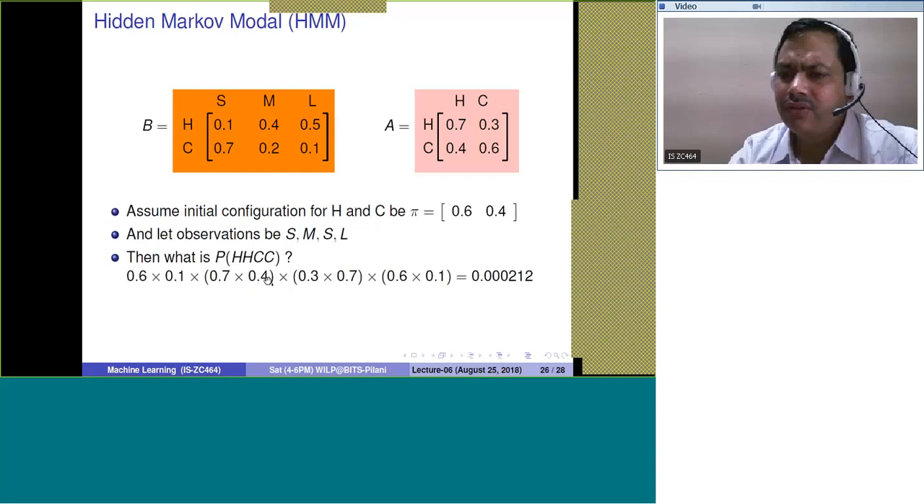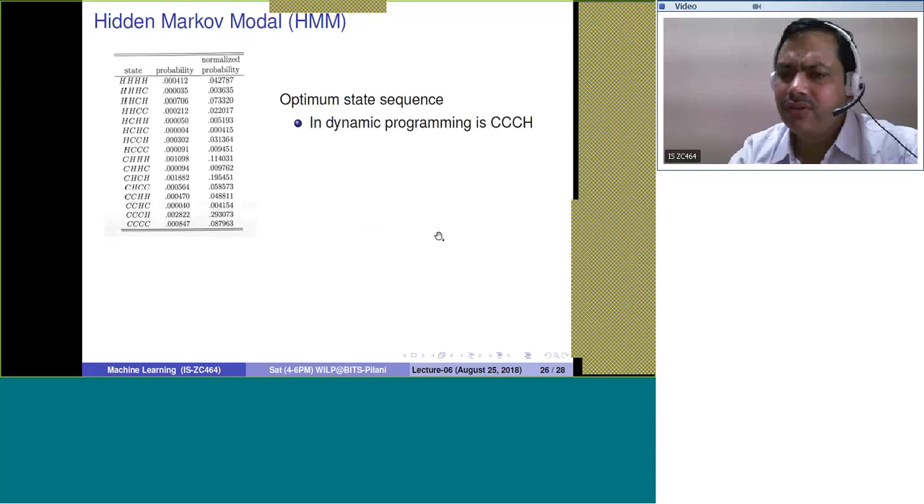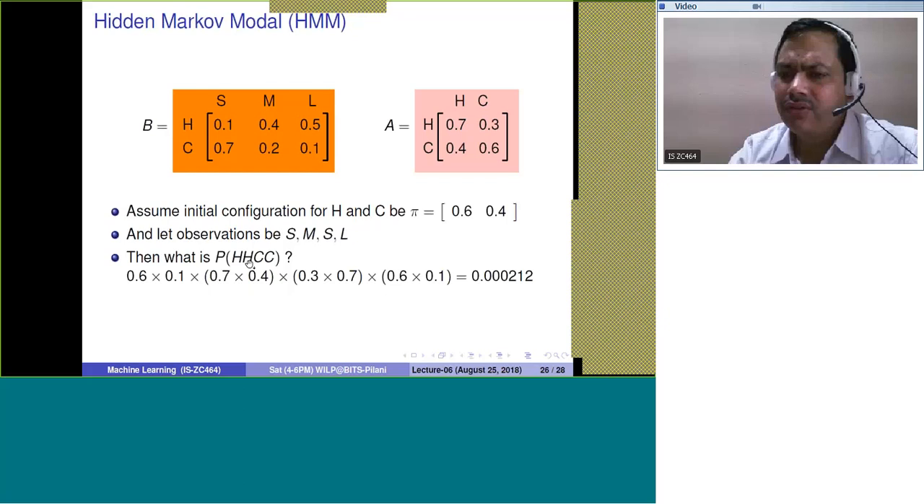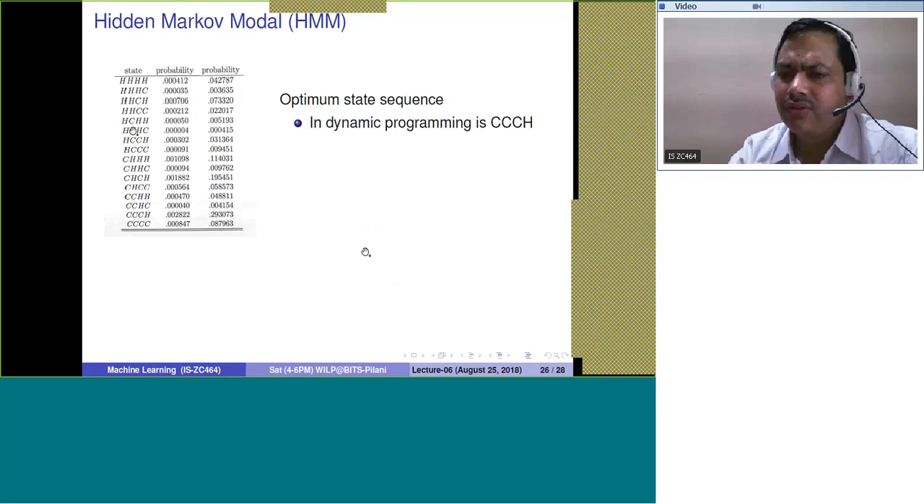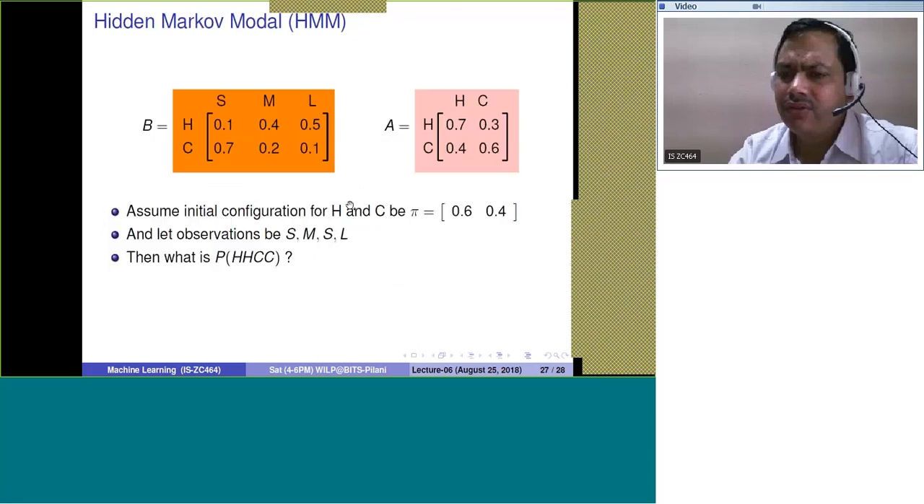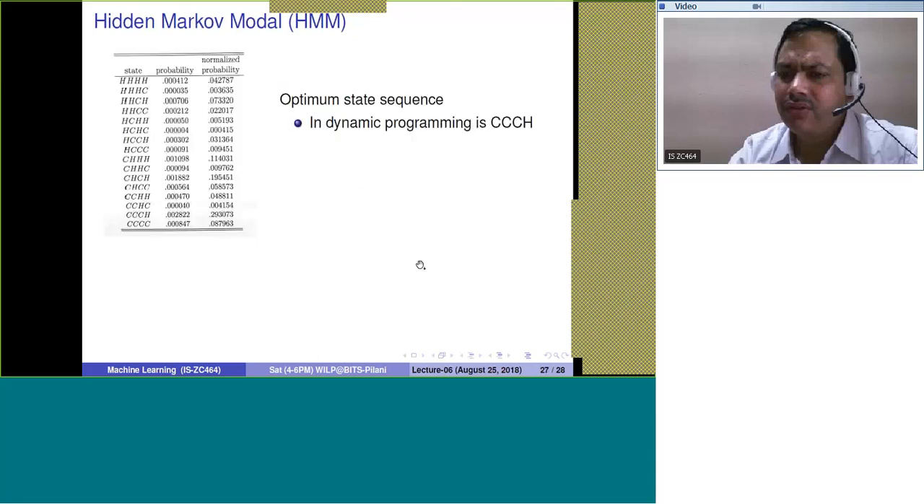So you can find out the probability that it is hot, cold, cold. Similarly, you can find out the probability for all the other sequences, hot, hot, cold, cold, cold, cold. You find out all these probabilities. We have computed one value already, for hot, cold, cold, hot, cold, cold, hot, cold, cold. We found this value, 0.001212, very recently. Similarly, you can find out all these values.